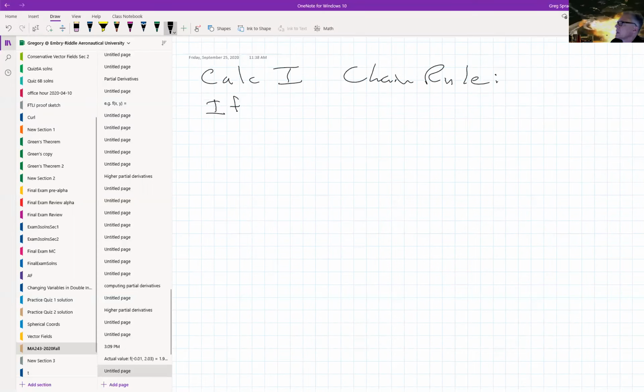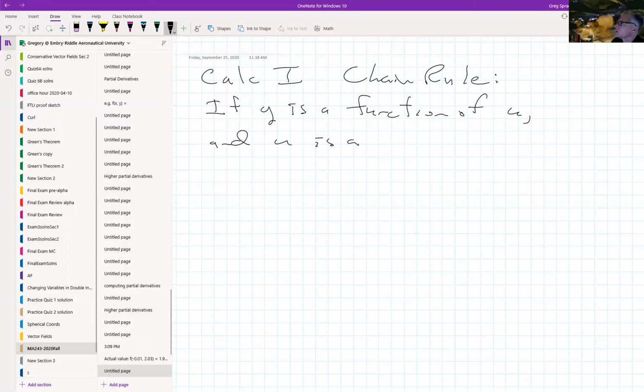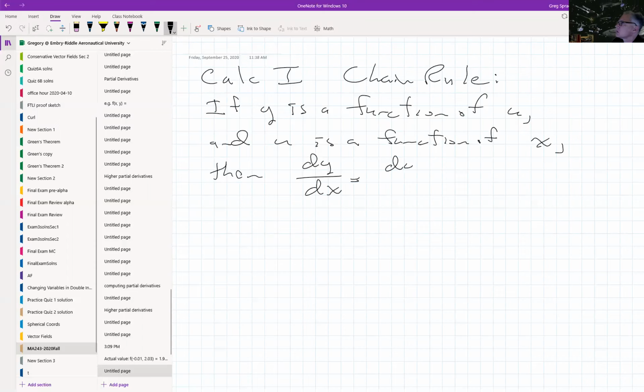Now the chain rule says that if y is a function of u, and u is a function of x, then dy dx equals dy du times du dx. Now, you need some assumptions, like you need to assume that those derivatives exist in the first place, and you can find them in any calculus textbook.